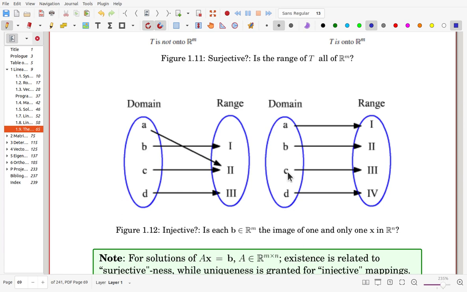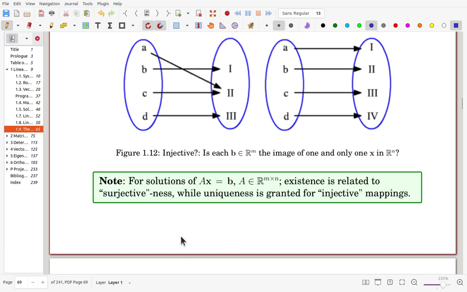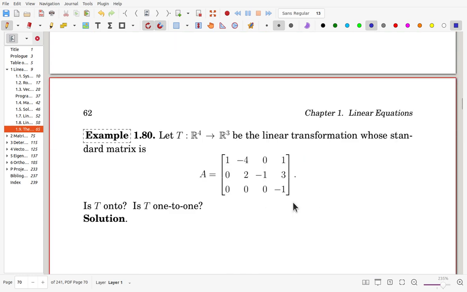It's quite the same concept of one-to-one and onto that you learned in high school when dealing with functions. For solutions of Ax equals b, existence is related to surjectiveness, while uniqueness is granted for injective mappings. Maybe this may be confusing at this moment, but later on it'll be quite clear. Okay, let's go to examples.